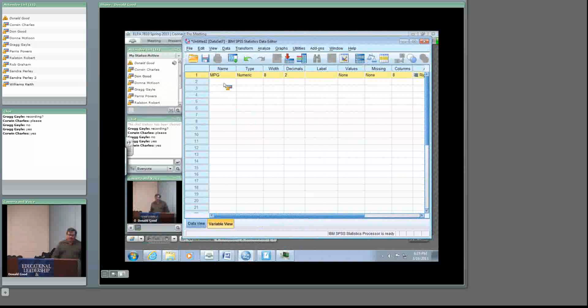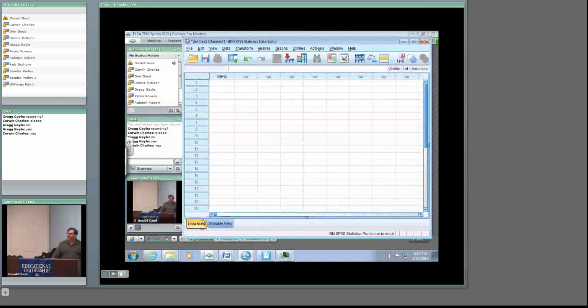So I'm going to go to data view, and what will happen is my MPG will become a column heading, and there it is. Under MPG, I'm going to put the miles per gallon we've got, and those were 40, 44, and 46. 41, 43, and 44. Okay, so I've got those pieces of data in SPSS now. Everybody with us so far? Is that in? Okay. All right.